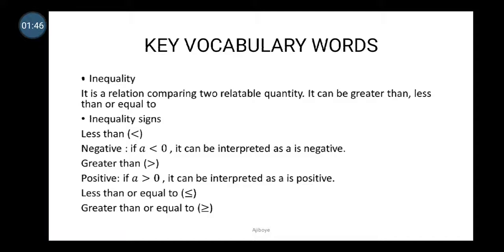Our key vocabulary words: inequality. It is a relation comparing two relatable quantities. It can be greater than, less than, or equal to. We should be familiar with the inequality signs. We have the less than, which is the folding of your left elbow. If A is less than 0, it means that A is negative. And when the number is greater than 0, it means that number is positive. So we also have the less than or equal to sign and the greater than or equal to sign.